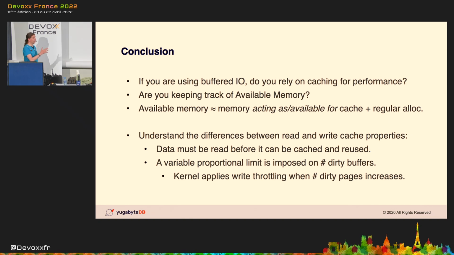And therefore, available memory is roughly what is available for cache and regular allocations. Don't forget, you are perfectly normally competing with regular allocations of applications. Reads and writes are different. Reads can just fit in available memory, essentially, and writes need to fit within this dirty ratio, which, from the top of my mind, is 15%.